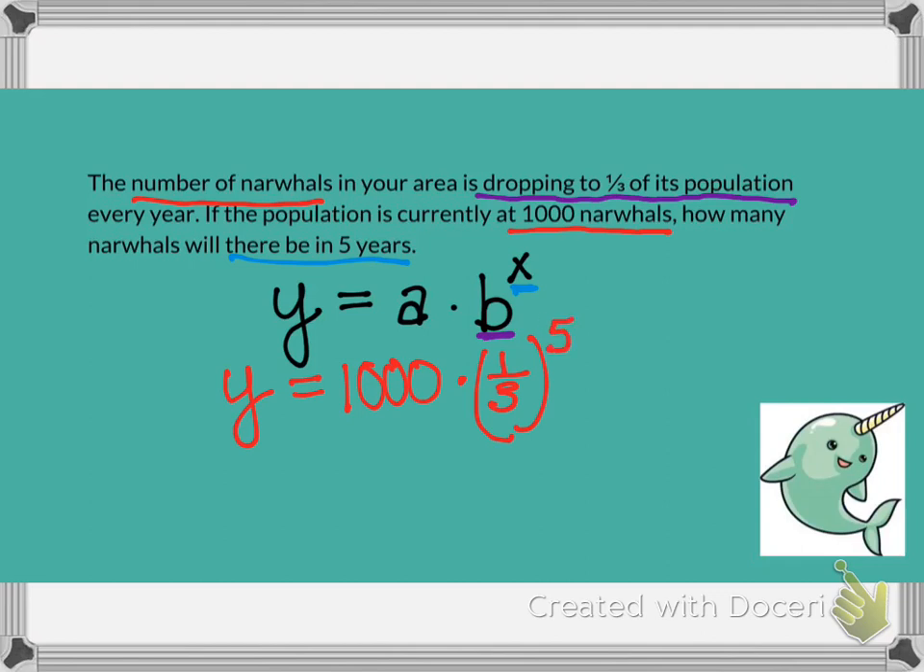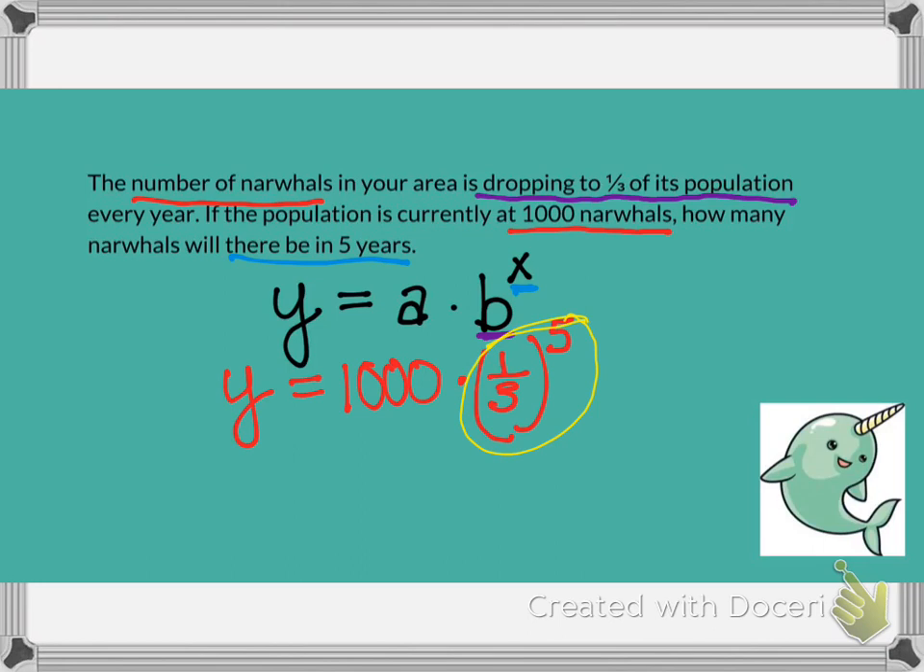And all I have to do then is essentially plug this into my calculator. When you are plugging this into your calculator, make sure that you are first going to plug in this part of your equation, that 1/3 to the 5th power. So you're taking 1/3 times itself 5 times. 1/3 times 1/3 times 1/3 times 1/3 times 1/3. Go ahead and take a second and see if you can plug that into your calculator.